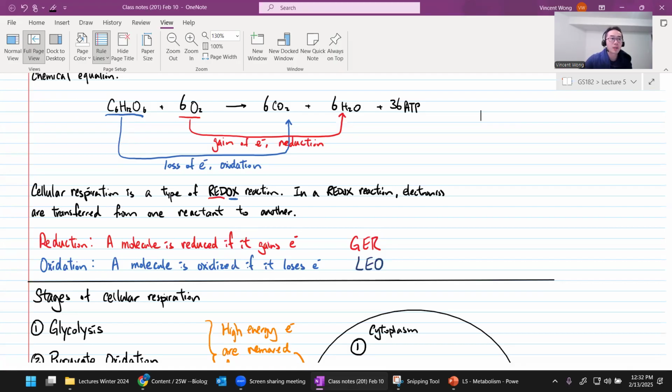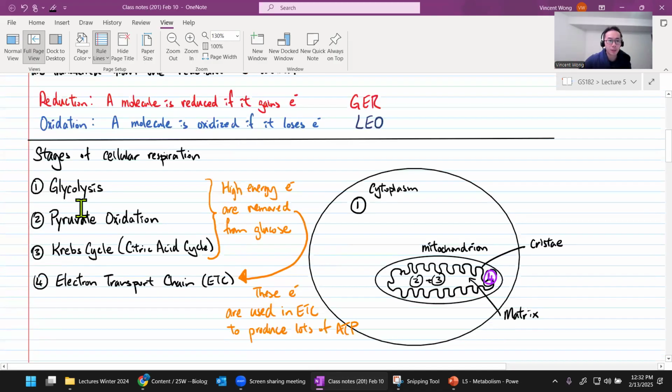Now, the process of cellular respiration is actually divided into four main stages. We already listed this down: glycolysis, pyruvate oxidation, Krebs cycle, and the electron transport chain. The first three steps will be releasing high energy electrons, and then they will be captured by these energy carriers and be taken to the ETC, where you'll use these electrons to make more ATP.